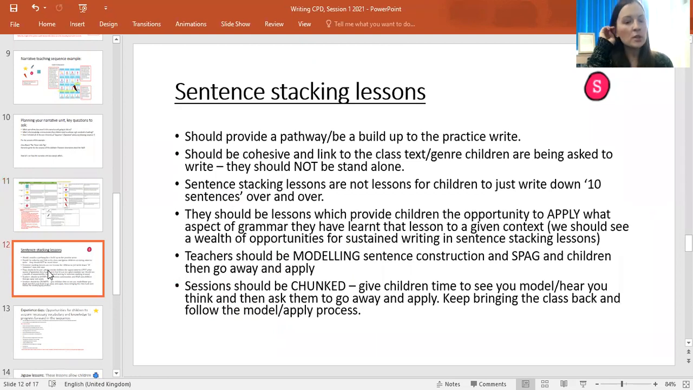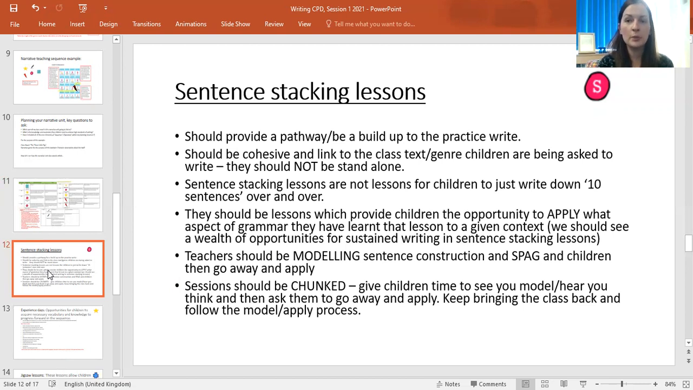So more on sentence stacking lessons. I've kind of touched upon this already. They should provide a pathway and be a build up to the practice write. They should be cohesive. So by that, they should be linked over time to build up to that practice write.